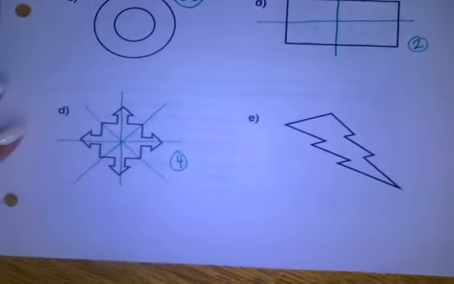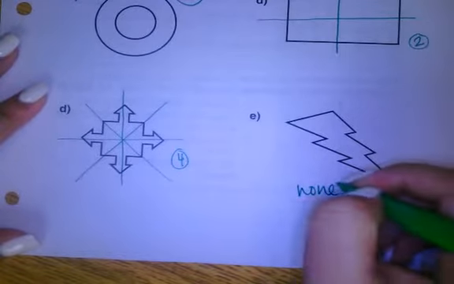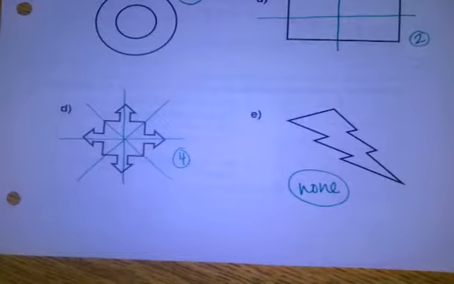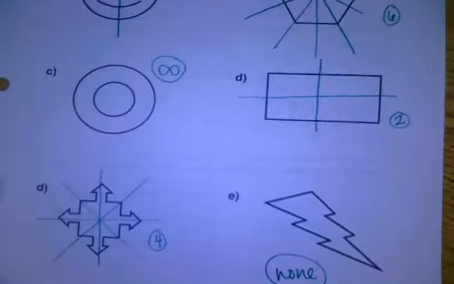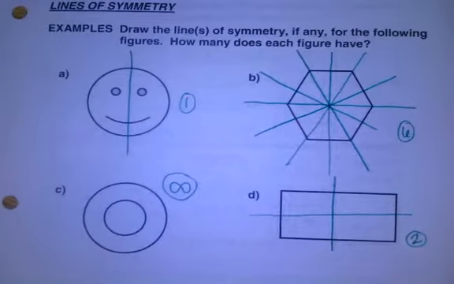And Takaya, how many for letter E? None. Okay, so for symmetry, on your CBA, it's not a huge deal, but there will be a question or two about it, and it'll be something along the lines of how many lines of symmetry does blah blah blah shape have, or draw the lines of symmetry that blah blah blah has.